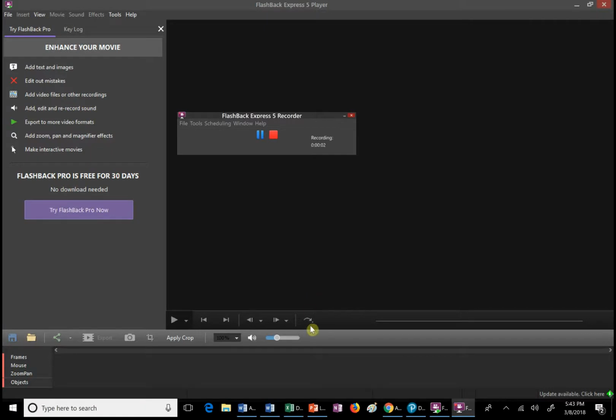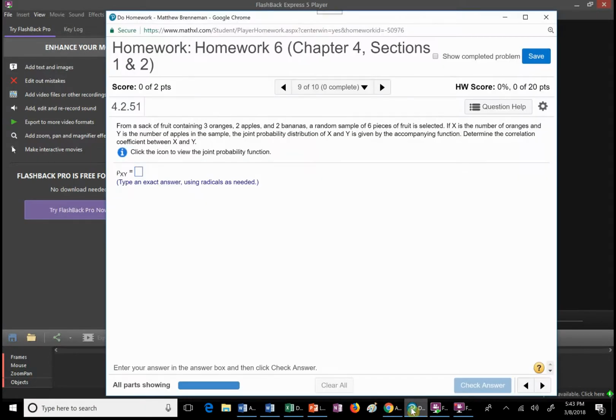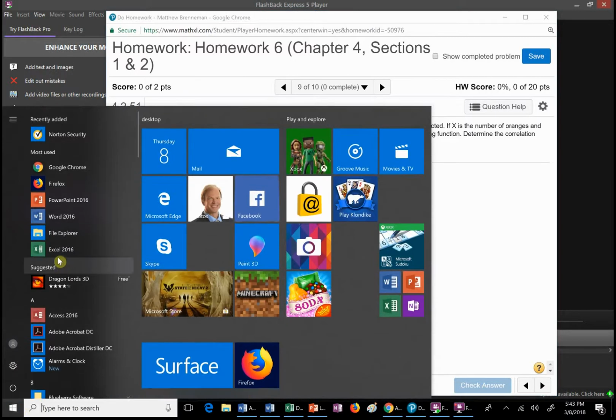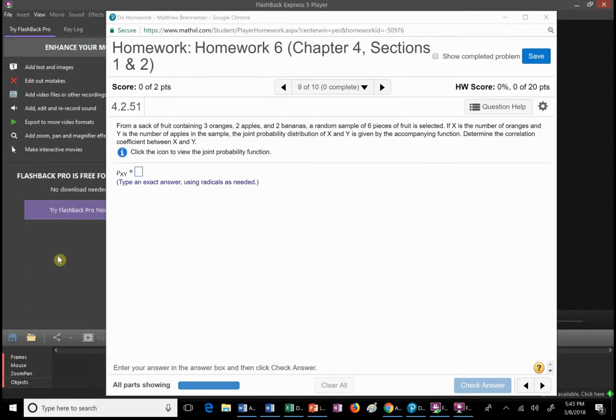Okay, so as advertised, I wanted to go through this problem and show you how to get the correlation coefficient. So what I would do is I would start to set this up in Excel. And so I'm just going to open a blank Excel page here.